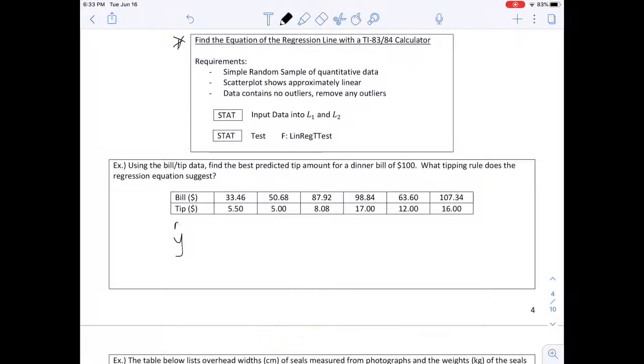y hat is equal to, and we're going to go ahead and round to 3 decimal places here, and our a value is negative 0.347 plus our b value, which is 0.149x. And I want you guys to realize that in algebra, we usually didn't write it this way.